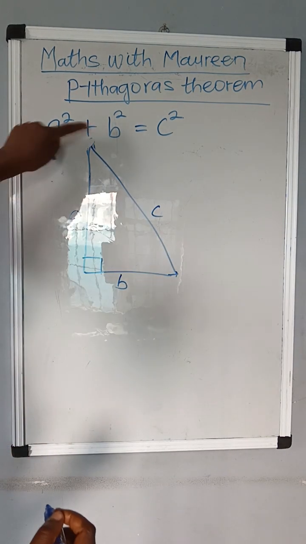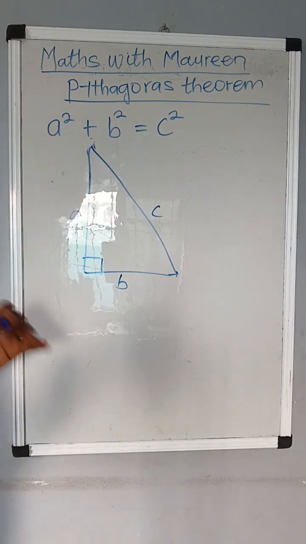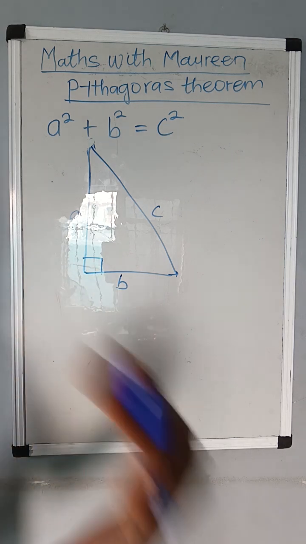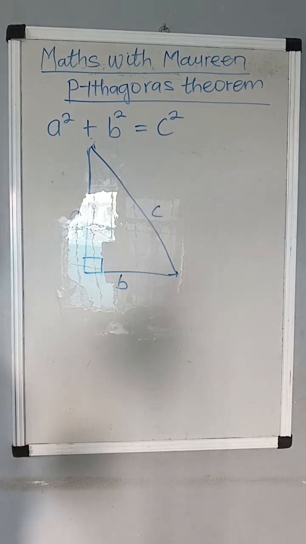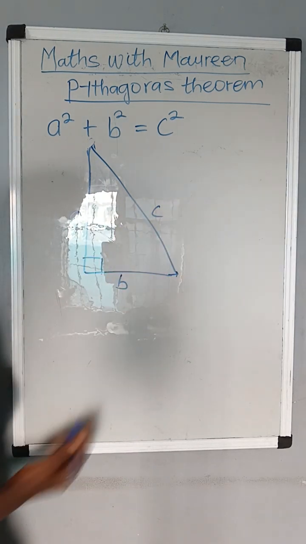These are known as the two legs. A and B are known as the legs of the right-angled triangle. Then C is known as the hypotenuse, and that is the longest side. Whenever you have any right-angled triangle and you want to use the Pythagoras theorem formula to solve, the first thing you should look out for is the hypotenuse. The hypotenuse is always the longest side, the side facing the right angle. You see, the right angle is opposite it.